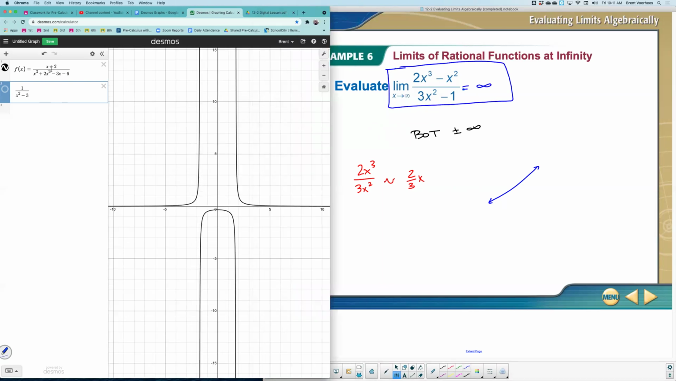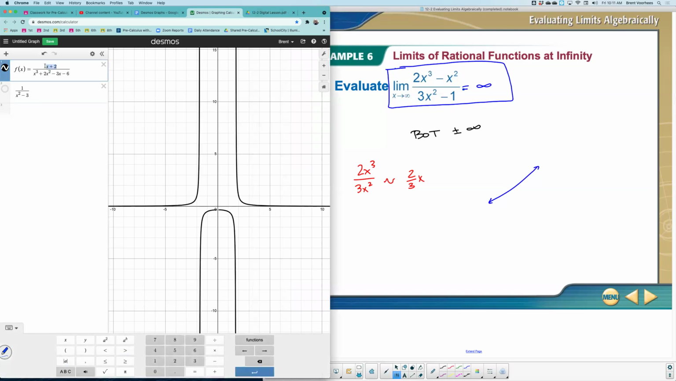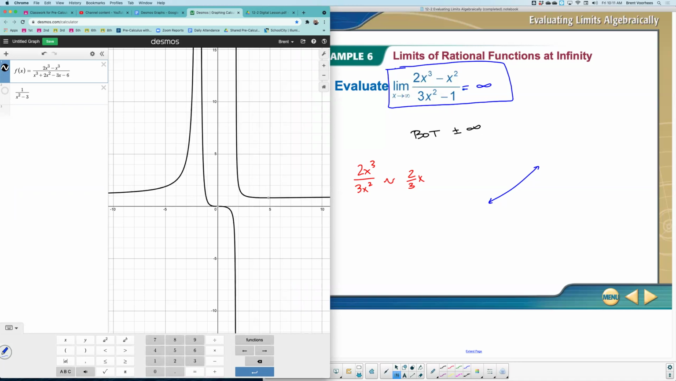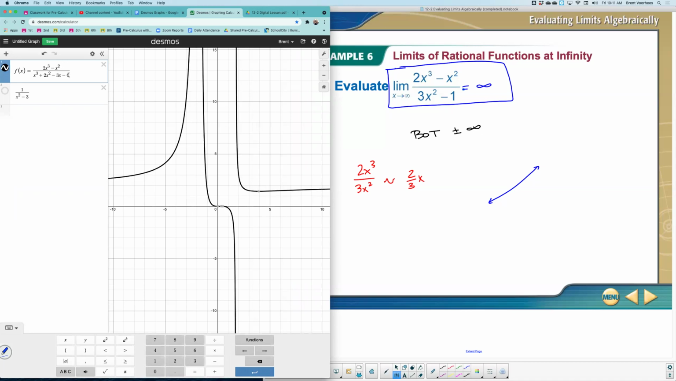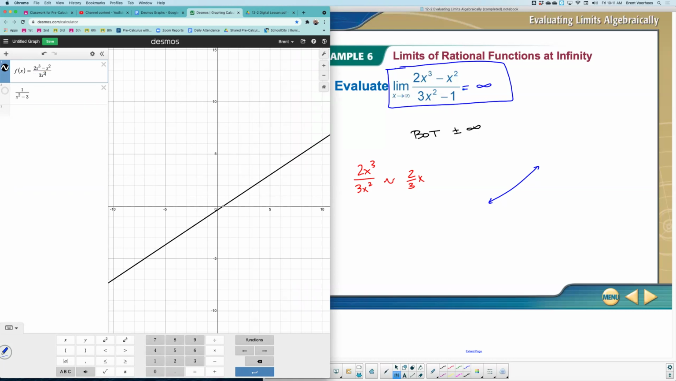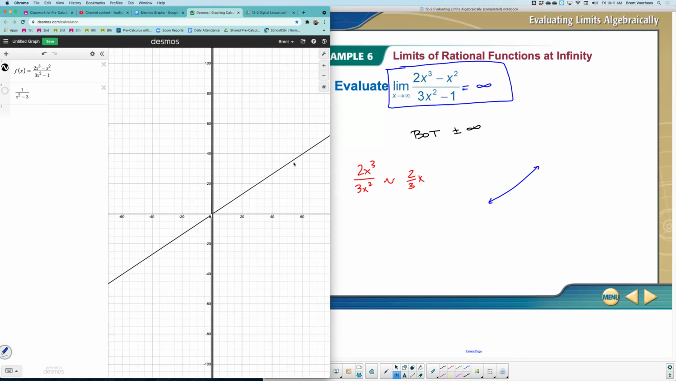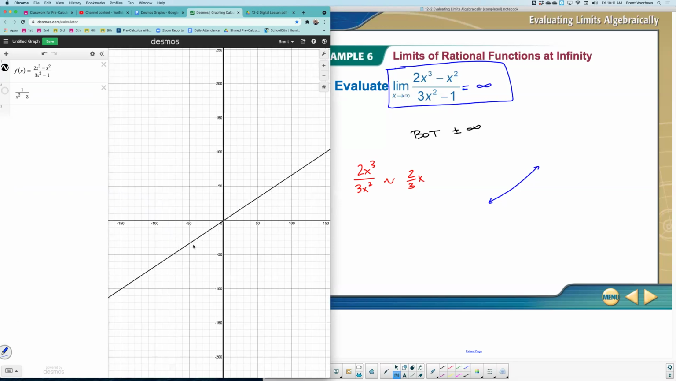So if I wanted to look at 2x cubed minus x squared, x squared over 3x squared minus 1. And as you zoom out, you'll see that it does look somewhat like a line here, which means that as we go right forever, it does increase forever to positive infinity.